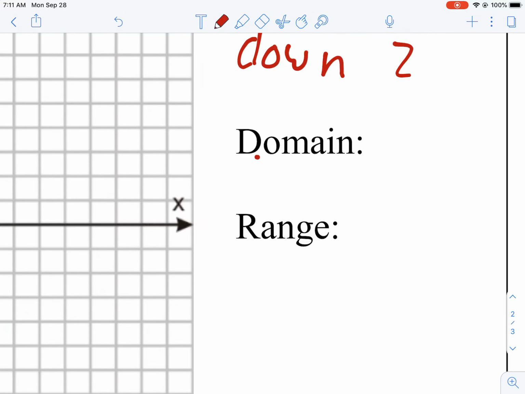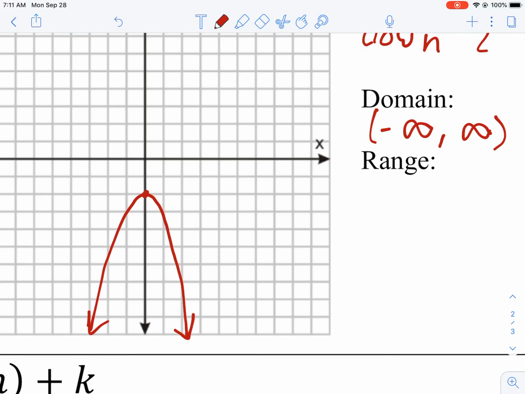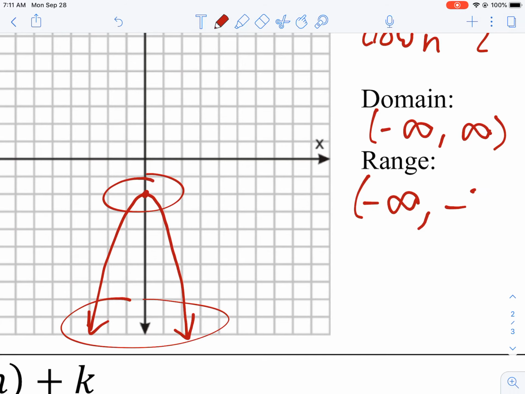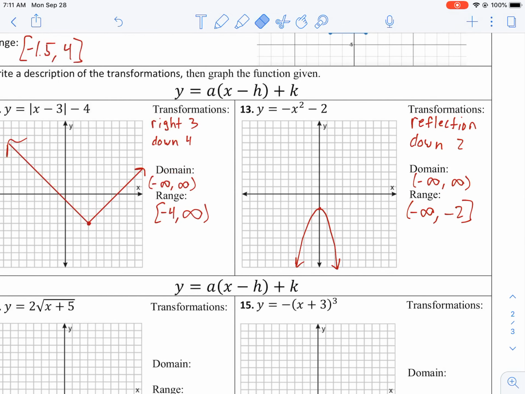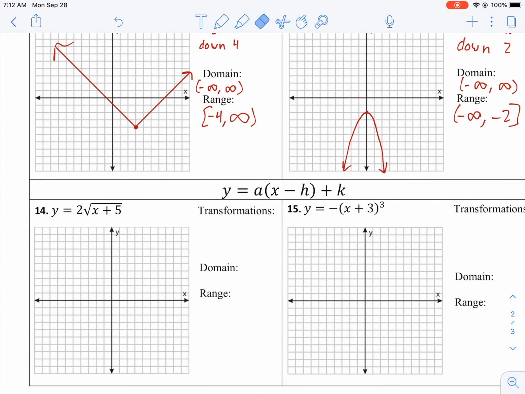Domain and range. So domain, again, we have arrows on both sides, left and right, so that's -infinity to infinity. Now the range here though is different. It's going up and it actually has a highest point. On the bottom we see arrows, so that's -infinity. And then the highest point is at -2. So that's what happens when it gets flipped upside down. Next problem.